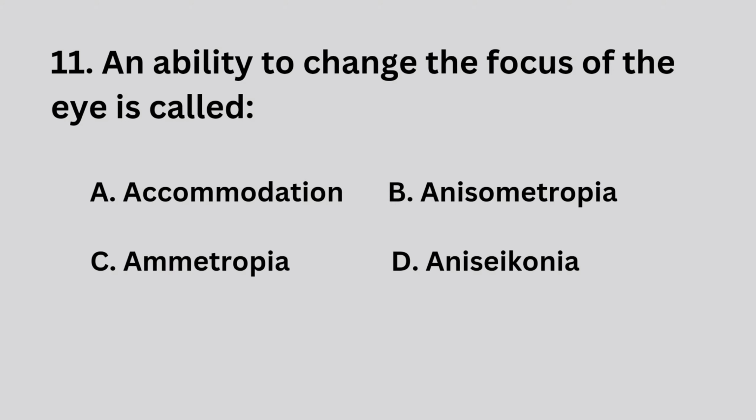11th question, an ability to change the focus of the eye is called option A, accommodation. Option B, anisometropia. Option C, ametropia. Option D, aniseikonia. Correct answer for the question is option A, accommodation.